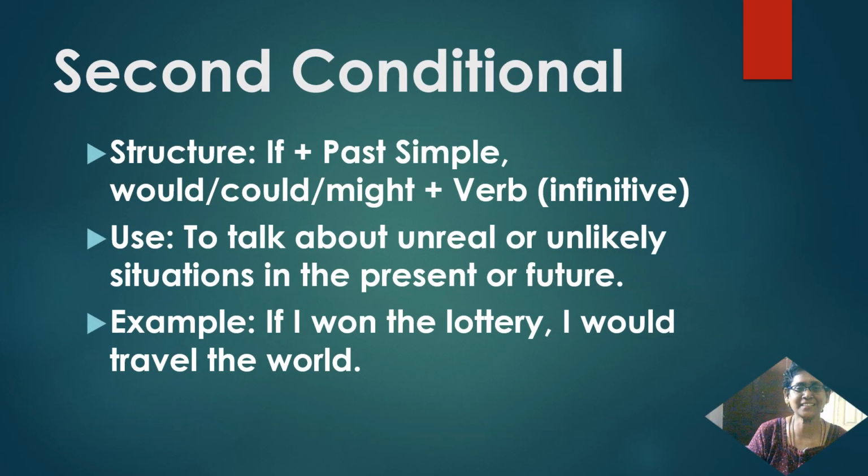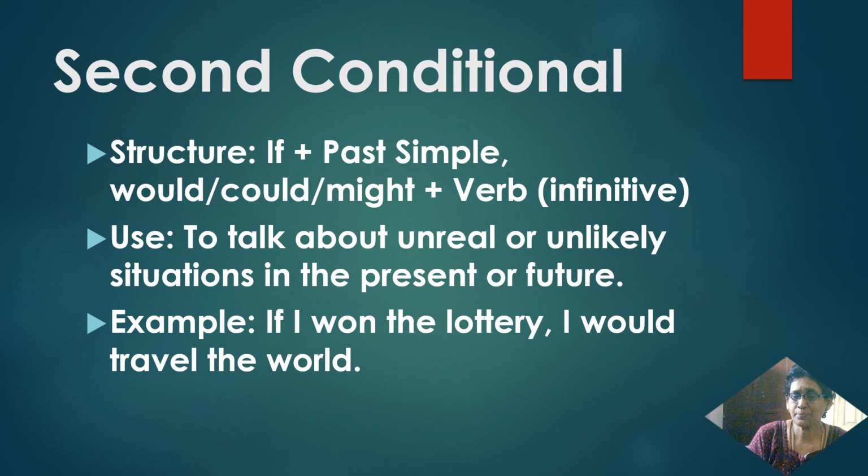So we have got the second conditional. The structure is if plus past simple, as I told you in the first conditional itself. Would, could, might plus verb infinitive. What are its uses? To talk about unreal or unlikely situations in the present or future. It's not real, it's unreal and unlikely. So for example, if I won the lottery, I would travel the world. Both are not possible at present or in future.